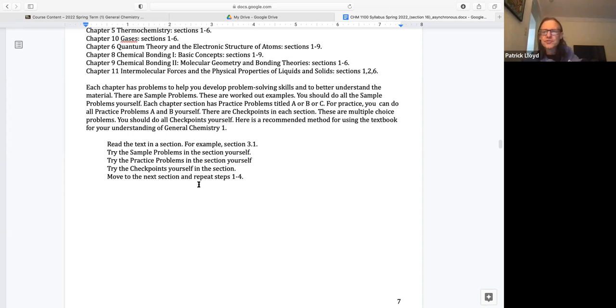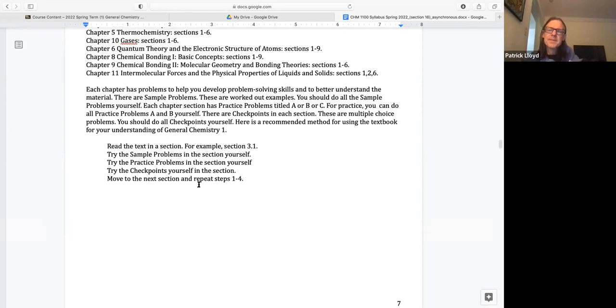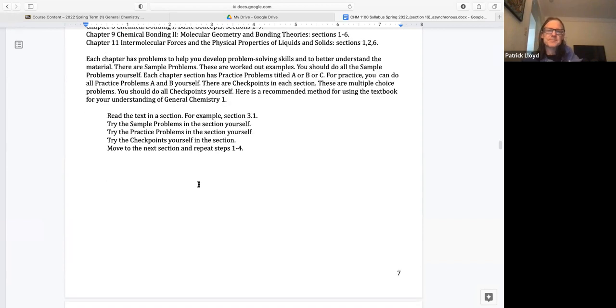3.2, 3.3, and so forth and so on. So you just go through it methodically. Section 3.1, let's read it. Let's do the sample problem. Let's do the practice problem. Let's do the checkpoints. And now go on to section 3.2.